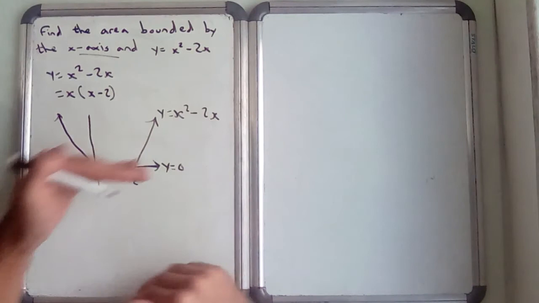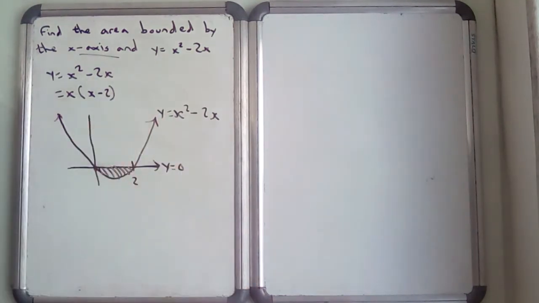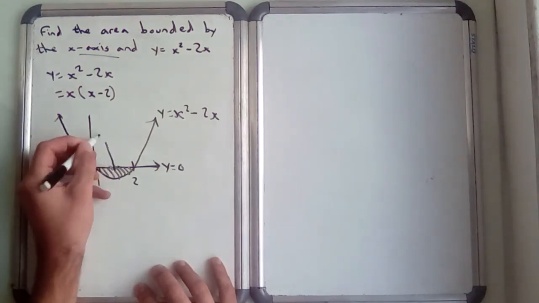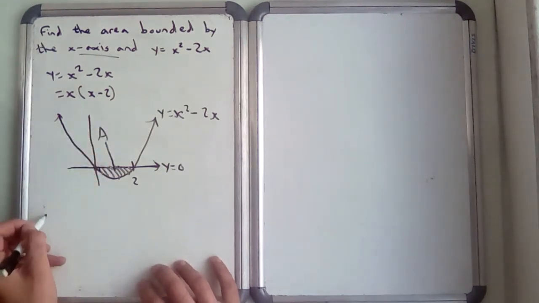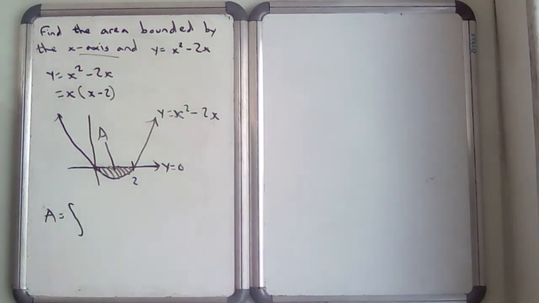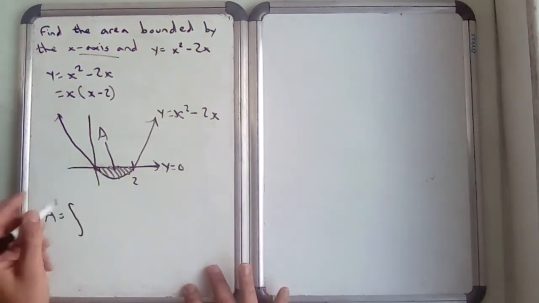So you've got one line and another line, and the area is the bit that's trapped between the intersections of those lines, basically. So we can use integration to find this. If we call this the area, it equals the integral between the two limits, and the two limits will be the intersection points. So there's one at 0 and there's one at 2.